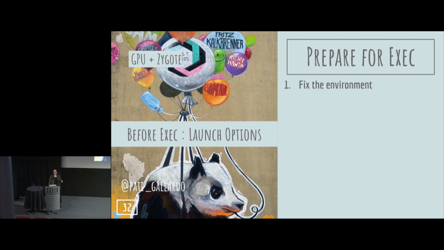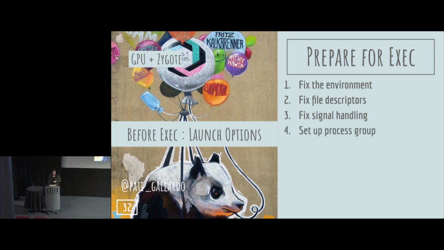So you fix the environment. You might take stuff away or alter something so that you make an environment that is the way the child should see it. You fix your file descriptors, maybe close some. Fix your signal handling, because what happens if you have a signal occur in the child process? How should that propagate?